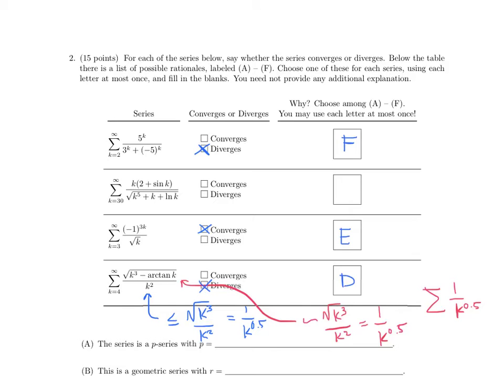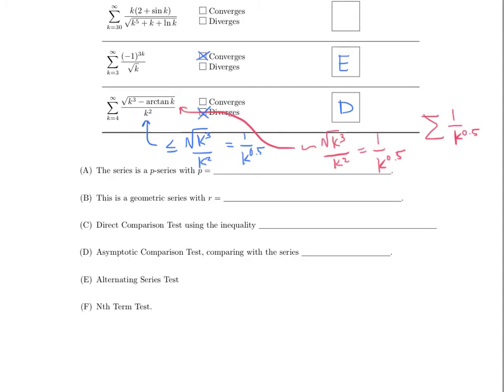And so we have to scroll down here because when we choose D, we actually have to provide a rationale. Note that we chose to compare to the series that was 1 over k to the 0.5. A direct comparison test did not allow us to create an inequality that we could actually conclude something from. That leaves us basically with the direct comparison test to be used on that second series. We're sort of taking a deep breath and hoping that that's going to work out for us here.